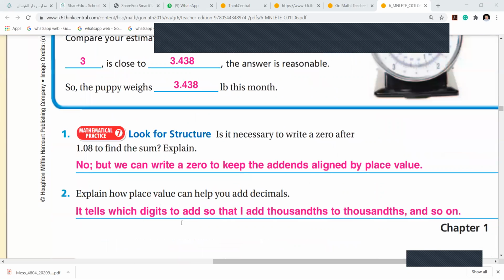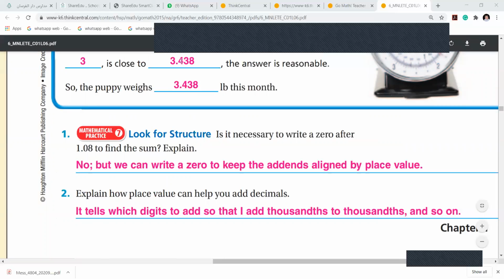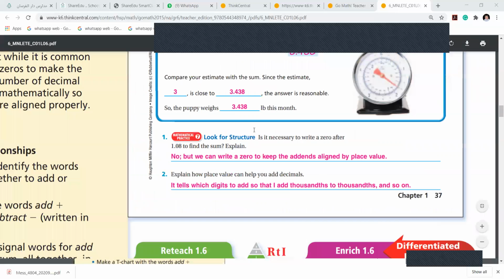Explain how place value can help you add decimals. It tells which digits to add so that I add thousandths to thousandths and so on. You know, like this is at ones, tenths, so that will be 10. Miss, do we write it? No need.